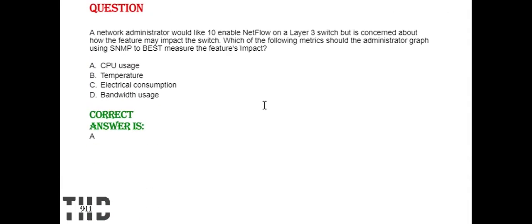A network administrator would like to enable NetFlow on a layer 3 switch but is concerned about how the feature may impact the switch. Which of the following metrics should the administrator graph using SNMP to best measure the feature's impact? Option A, CPU usage. Option B, temperature. Option C, electrical consumption. And option D, bandwidth usage. The correct answer is option A.